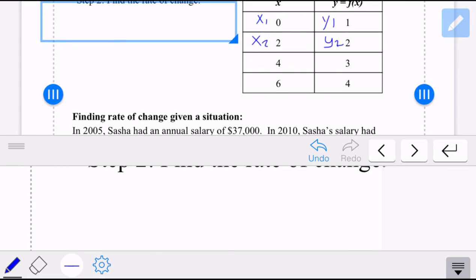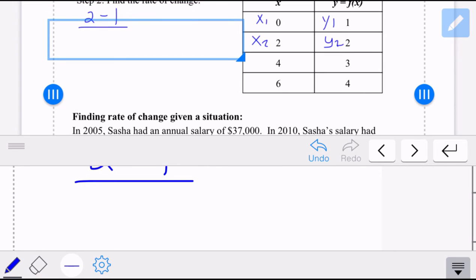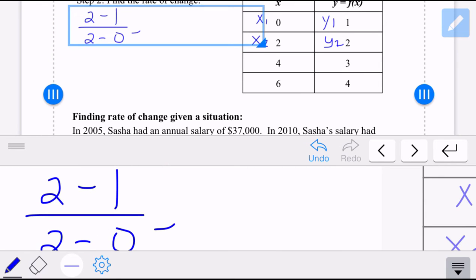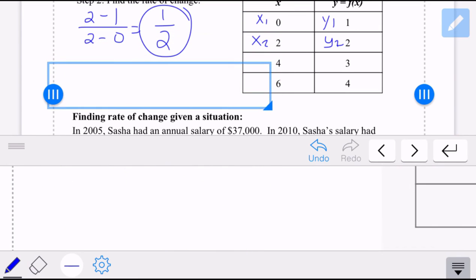I need to just put that into my formula now. So y2 minus y1, I have 2 minus 1 over x2 minus x1. So 2 minus 0. All right, 2 minus 1 is 1. 2 minus 0 is 2, so I have 1/2. And just, again, leave it as 1/2. Good to go. If you did that with any other points, you should have gotten the same thing.